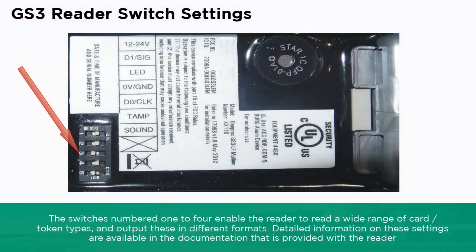The switches numbered 1 to 4 enable the reader to read a wide range of card token types and output these in different formats. Detailed information on these settings is available in the documentation that is provided with each reader.